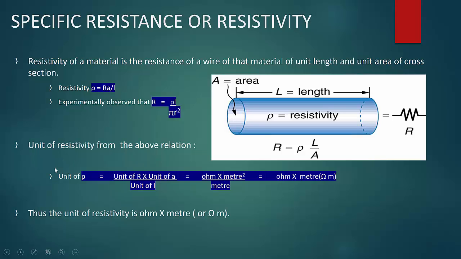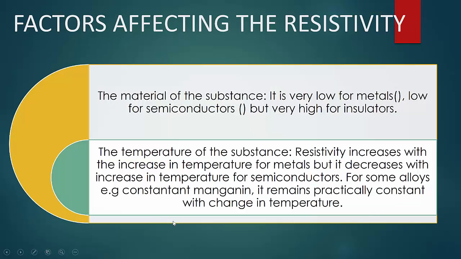Unit of resistivity: from the above formula, what can we write? Unit of R into unit of A divided by unit of L. That comes to ohm into meter. Thus the unit of resistivity is ohm meter.